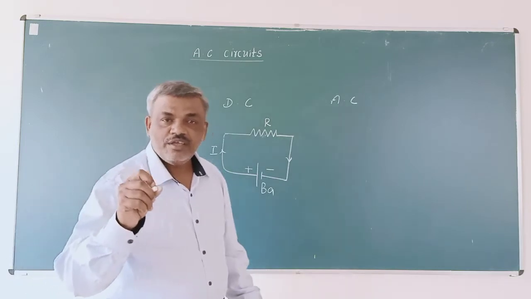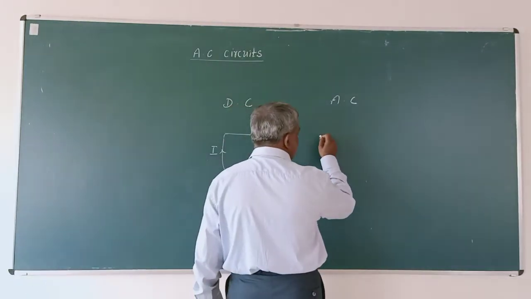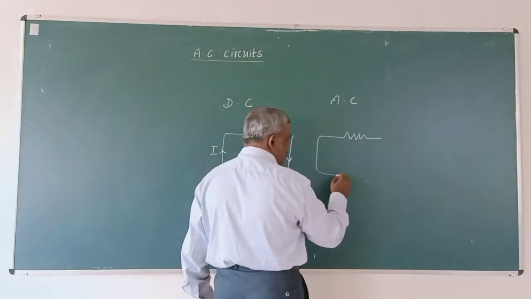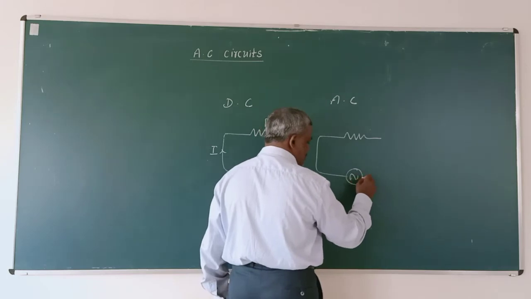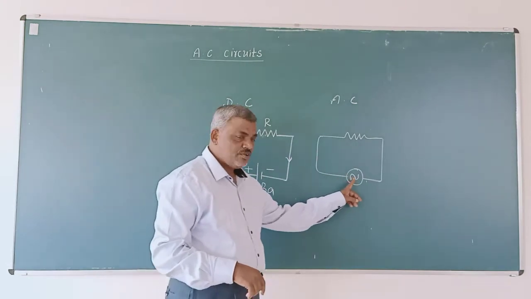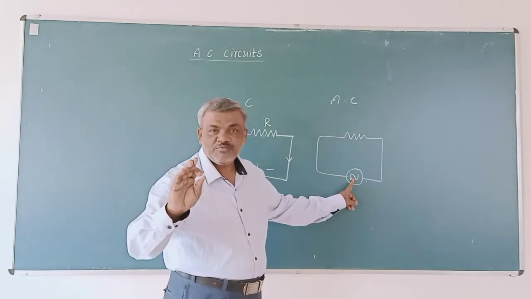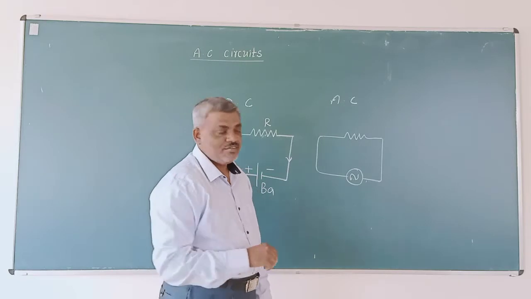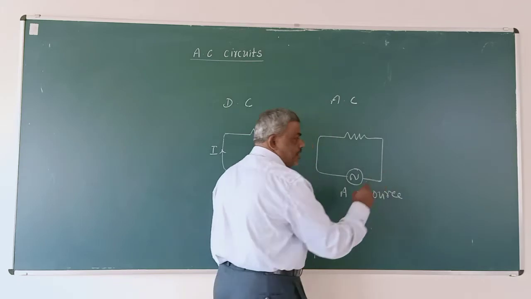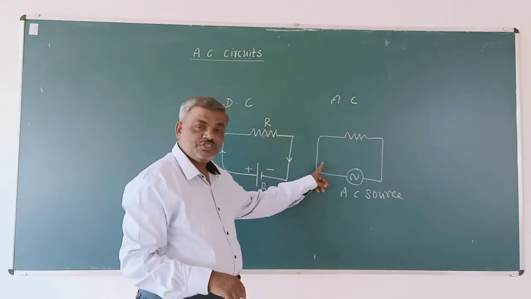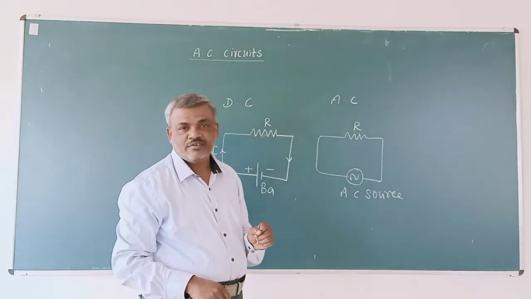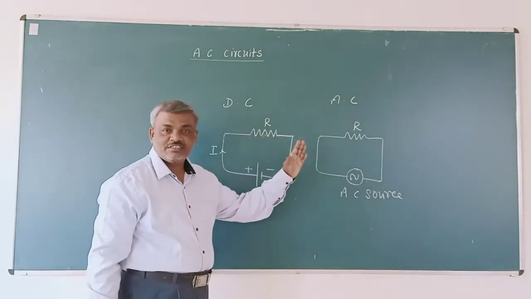So how do we draw AC circuits? Example, a resistor R is connected in series with an AC source. In an AC source, do not mention polarity. This is an AC source. In an AC source, you do not mention polarities and do not put an arrow mark for current. So this is the main difference between AC and DC circuits.